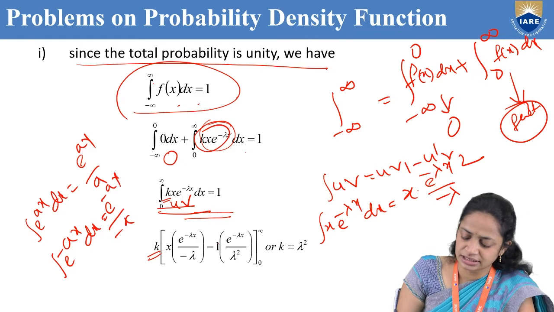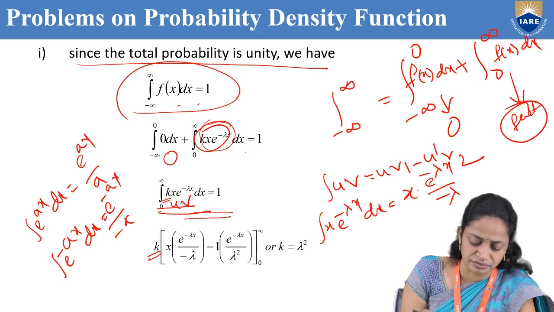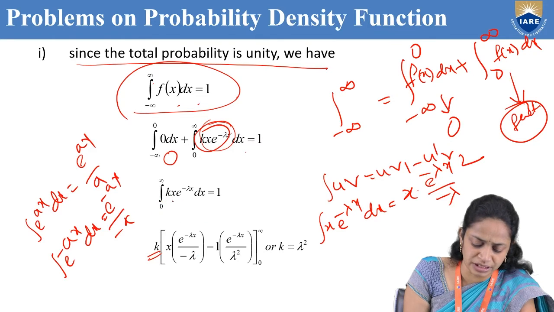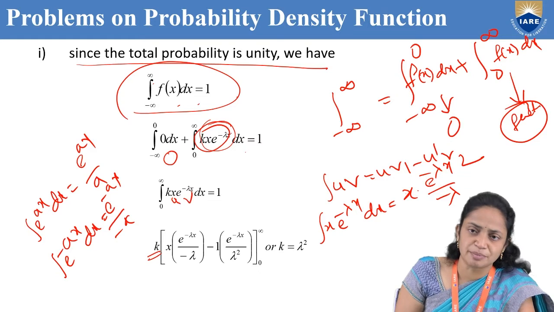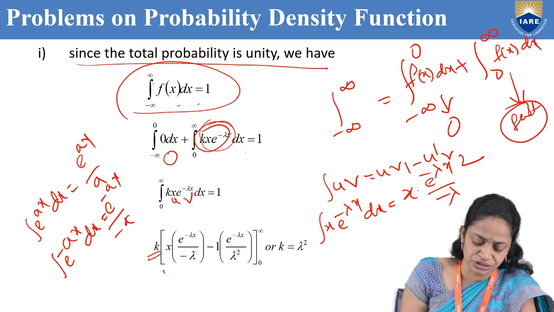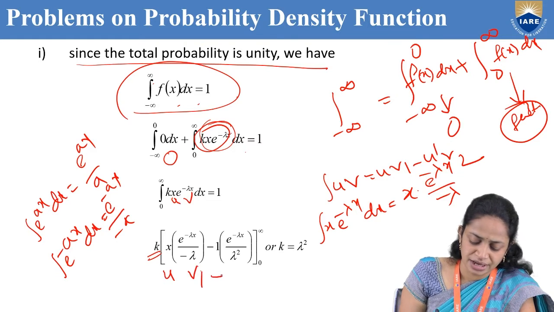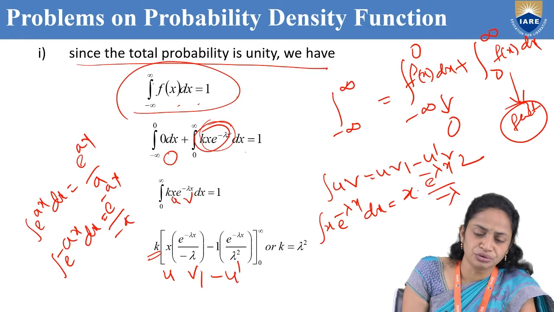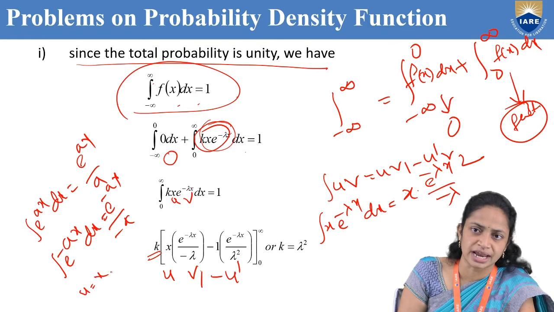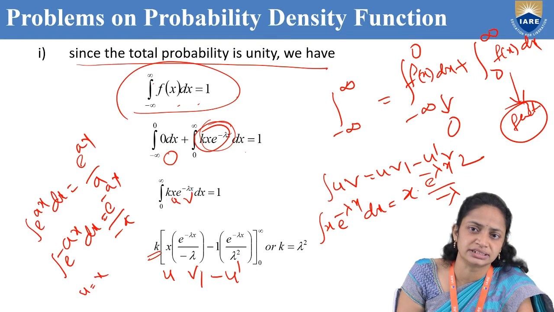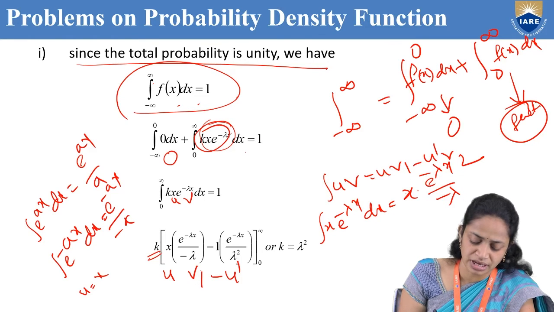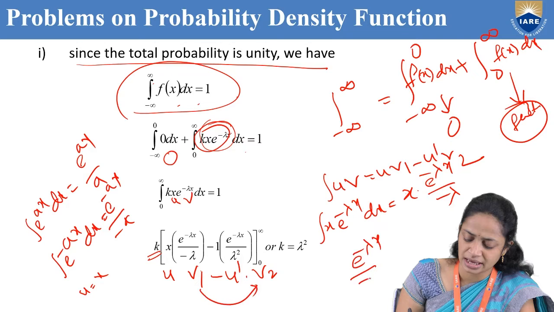So in integration of uv, x is u, and e power minus lambda x is v. So this is u v1 minus u dash v2. Here u equals x, so u dash is the differentiation of x, which is 1. And v2 is the second integration, so e power minus lambda x divided by minus lambda.